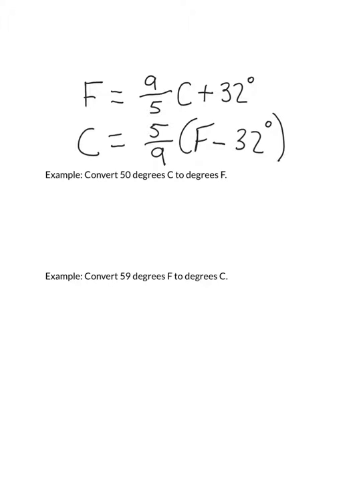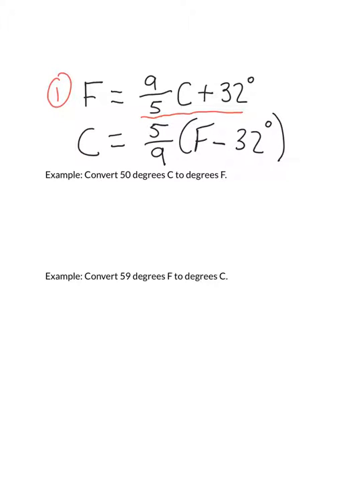Finally, they're going to have you on the homework convert back and forth with temperature scales. They're going to have you go back and forth between Fahrenheit and Celsius. So here are the 2 equations you would want to use for that. The first equation, F for Fahrenheit, and then I have C obviously for Celsius. But Fahrenheit equals 9/5 times Celsius plus 32 degrees.